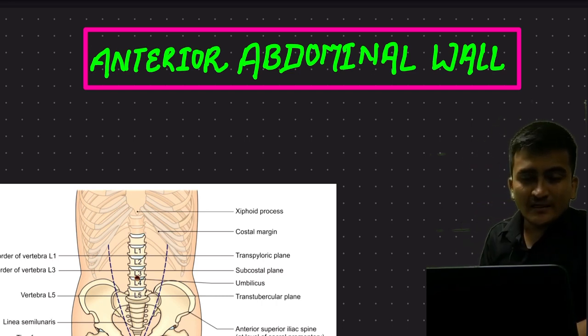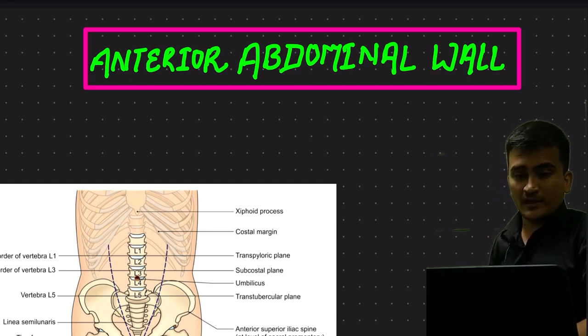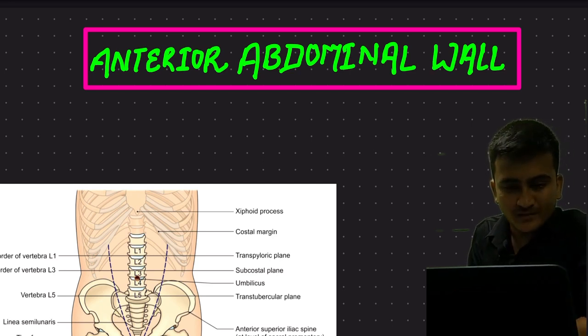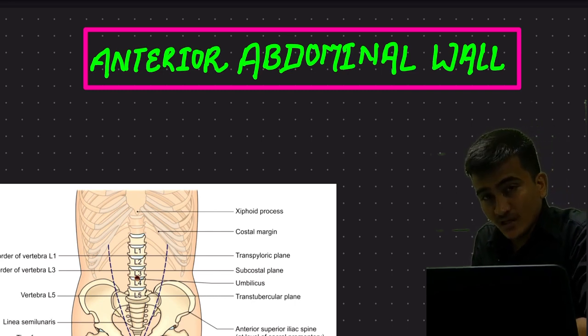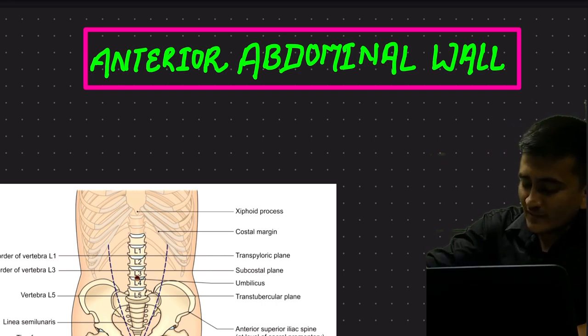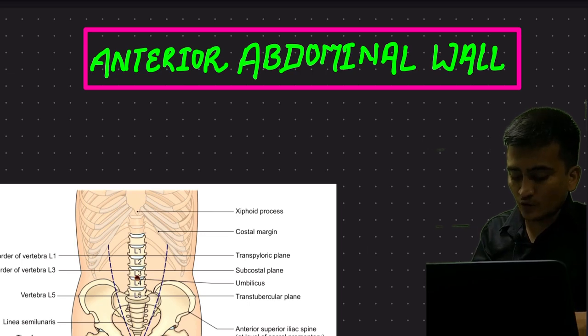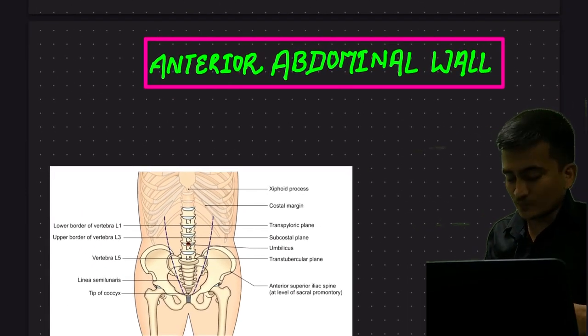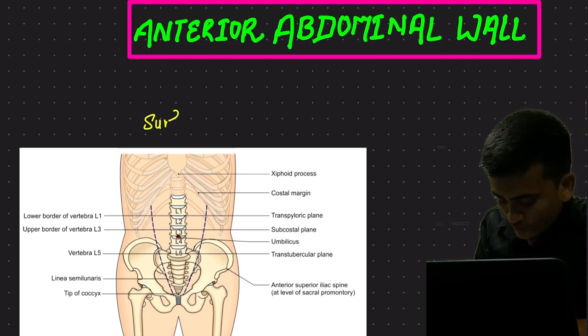So the heading anterior abdominal wall usually includes what? It includes the front as well as the side of the abdomen, right? And so it can be more precisely called the anterolateral abdominal wall. Before jumping into the topic directly, we need to talk about some of the surface markings, some of the surface landmarks.